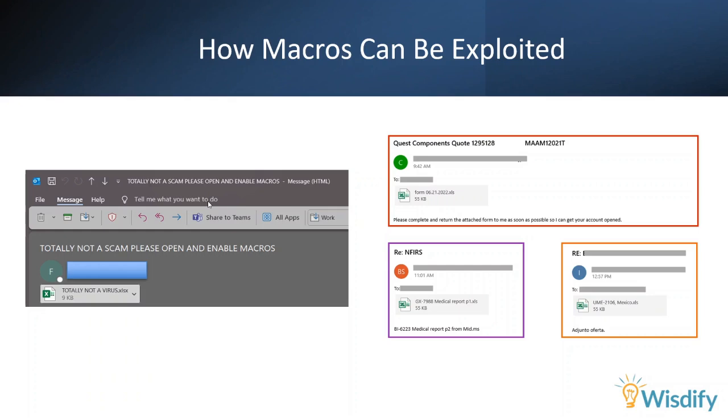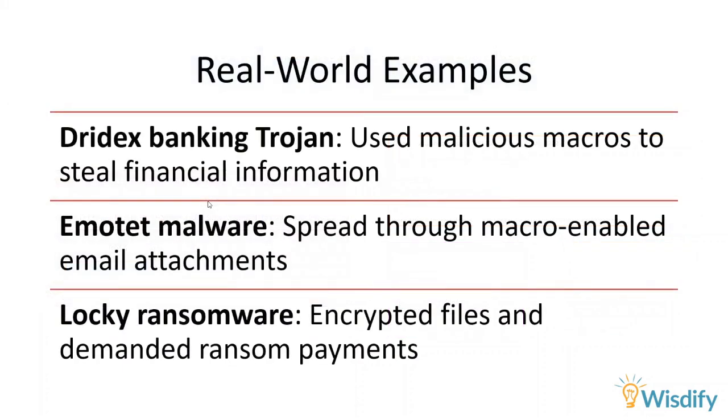Again, these aren't just tall tales. We have real-world examples of macros causing chaos on a large scale. We had the Drydex banking Trojan, Emotet, and the Locky ransomware, right? Drydex was actually part of an Excel macro, so it looks like a functional macro. But within those lines of code, there is a malicious script that is used to steal financial information from you.